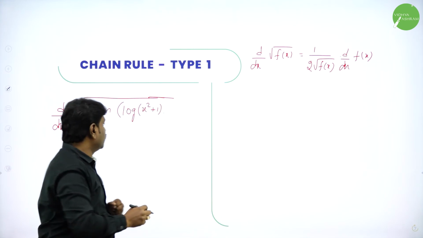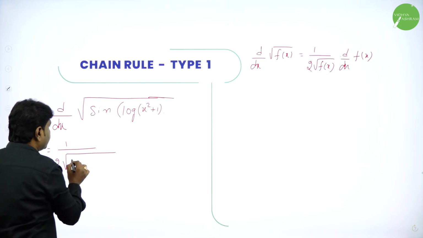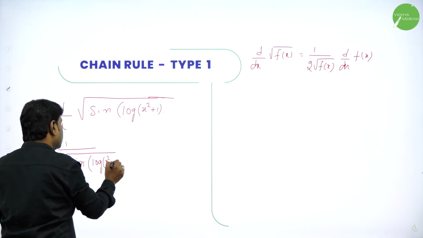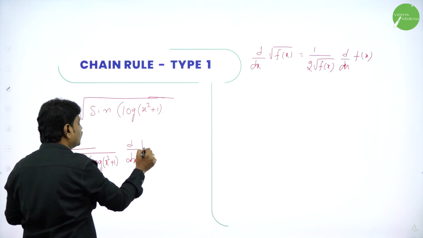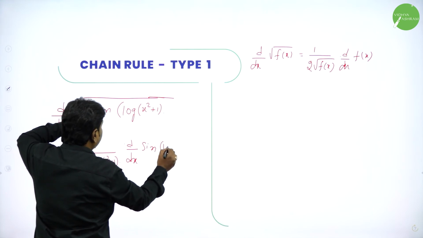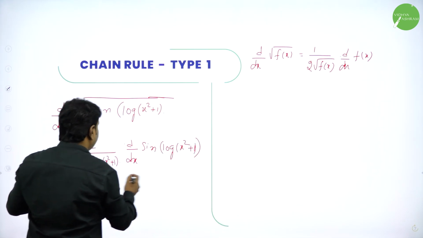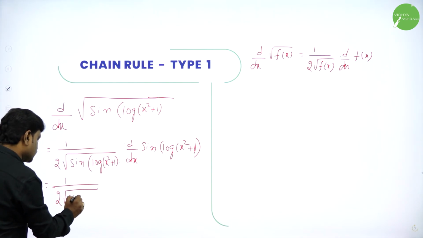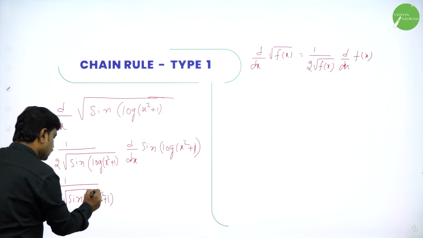So it will become what? 1 by 2 root f of x, that is sin of log of x square plus 1, into d by dx of internal function. What is the internal function? Sin of log of x square plus 1. Now again it is in the form, so the first term is done, that is 1 divided by 2 root sin of log of x square plus 1.